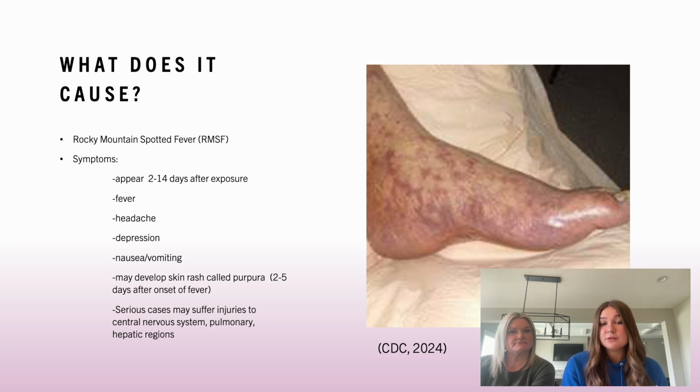The symptoms appear 2 to 14 days after exposure. You may experience fever, headache, depression, nausea, and vomiting, and may develop a rash called purpura, which comes 2 to 5 days after the onset of a fever. And the photo is an example of this from the CDC of what it may look like. And serious cases may suffer injuries to their central nervous system, pulmonary, and hepatic regions.